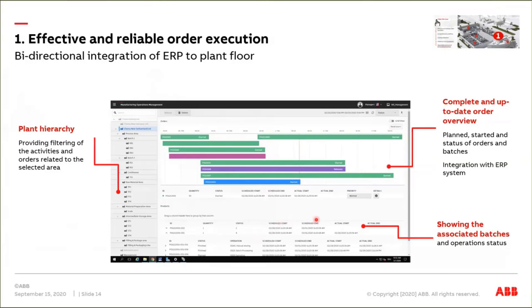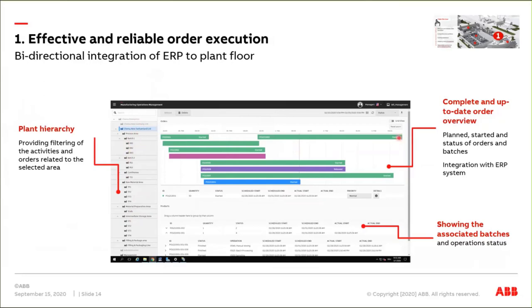So in this view here, you see how this is solved in MOM. On the one hand, on the left-hand side, you see the plant hierarchy. Here you can model your actual plant, how it looks in the different areas and lines. In this case, we have a process area, two batch areas with the different reactors. We have a raw material area, preparation area, and storage areas. So here I can navigate to see what's going on in each of these process areas.